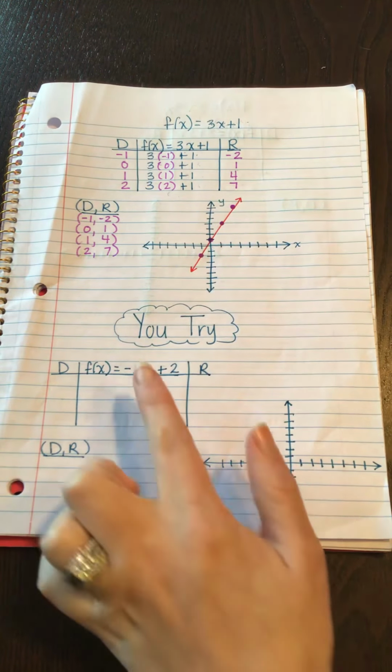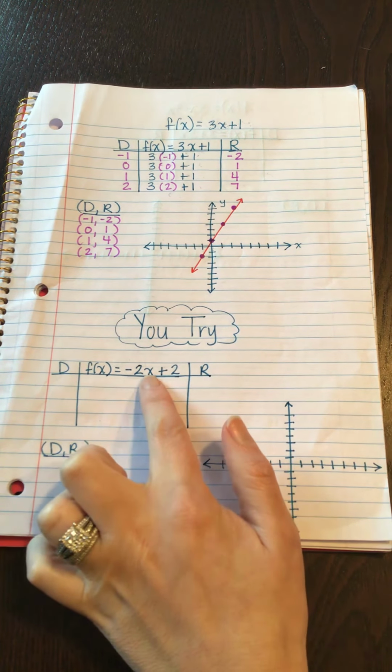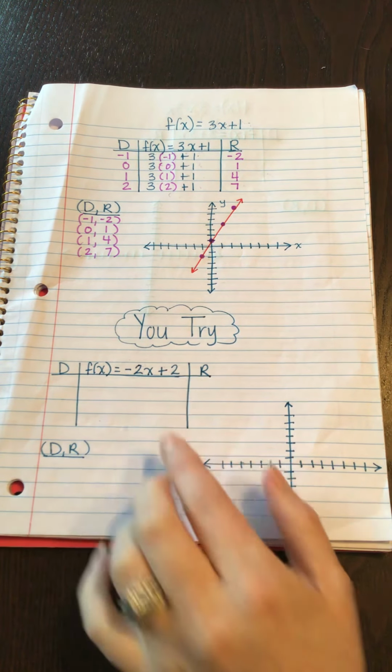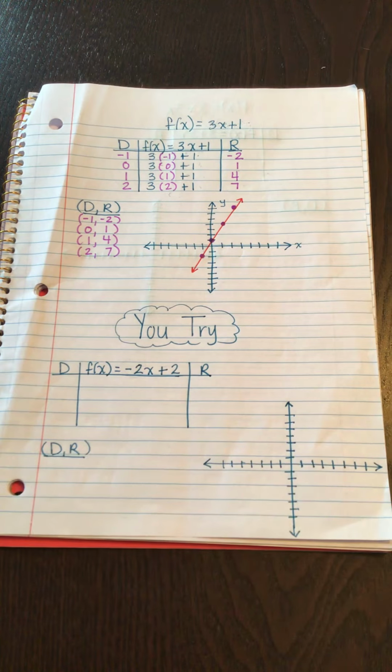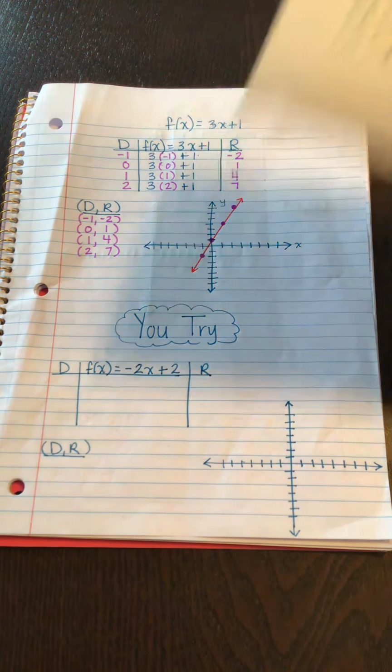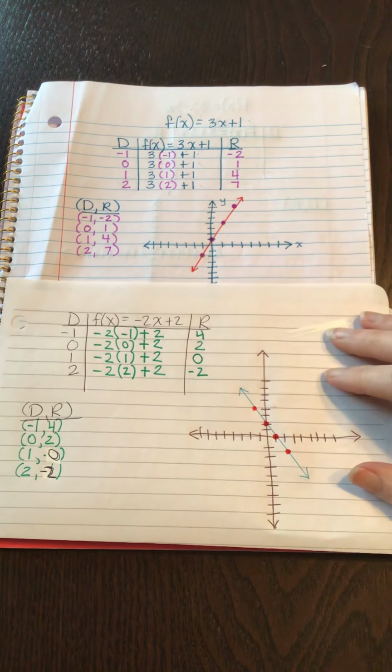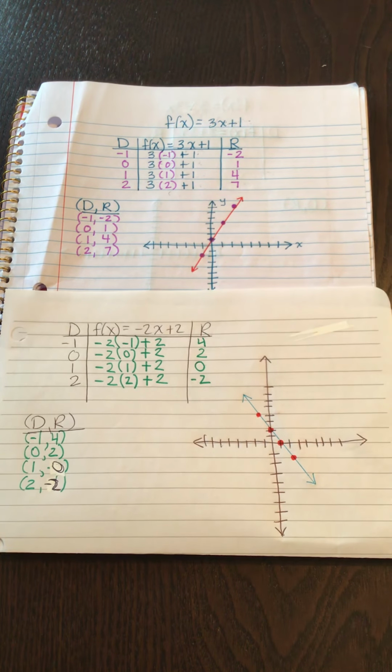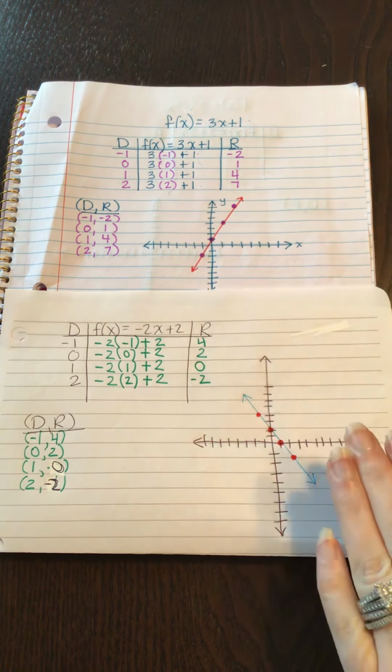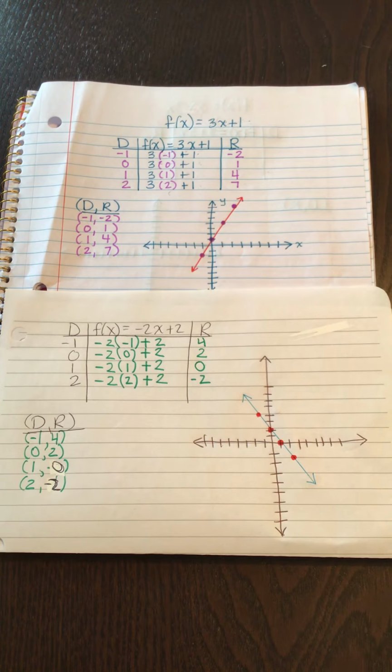For the U-Try, we're going to do -2x plus 2. So I'm going to put up the results of this for you to see, which you need to copy into your notes. If you need to pause, please make sure that you pause, finish writing this page before continuing on.